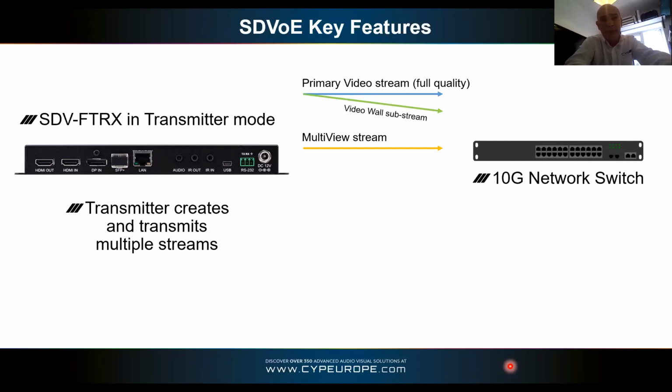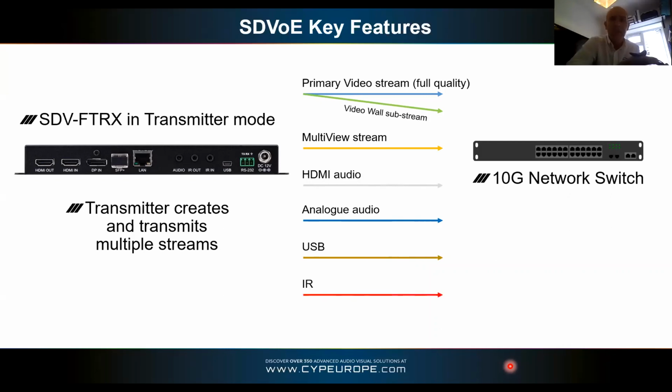Now, strictly speaking, this is actually part of the primary video stream, but it feels like another stream. What's happening when you have this video wall set up is the video wall settings engage the scaler on the RX to create the scaled image to fit the video wall environment. But further to those, you've got HDMI audio, analog audio, USB, IR, and RS-232. So you've got quite a few streams going on.